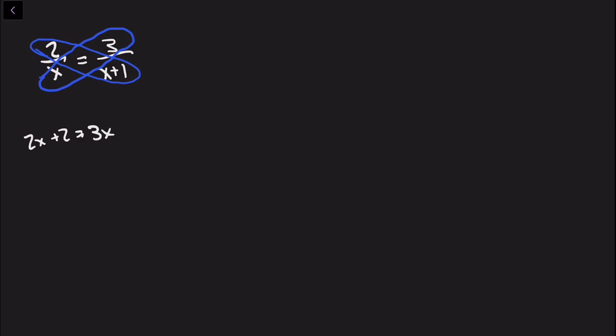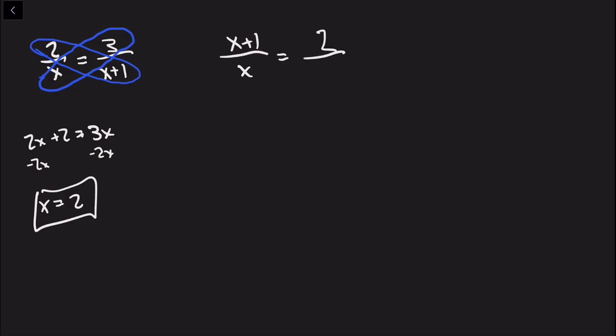Now we just solve for x algebraically. We'll end up with a minus 2x, minus 2x. We'll have x equals 2 as our final answer here. So if they're equal to each other, we can use cross multiplication to get rid of those fractions, and then we just solve algebraically. So if we have something like x plus 1 over x equals 2 over x minus 1, let's see how we would solve this one.